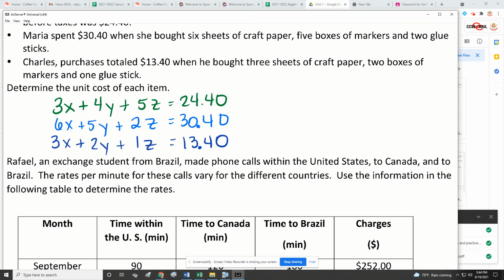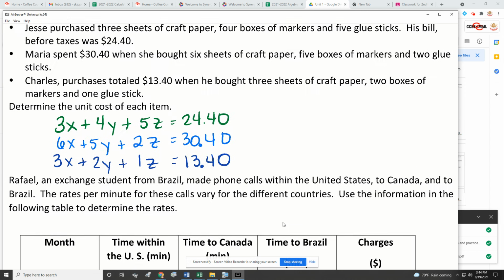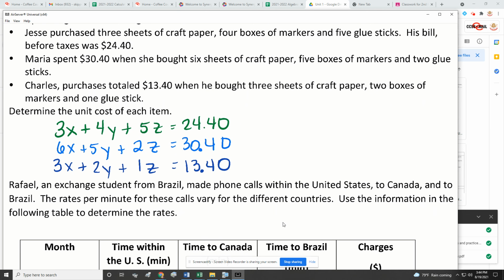All right, so check what you wrote with what I wrote. And then we're going to solve it. So you guys go ahead and solve it. Follow your steps.